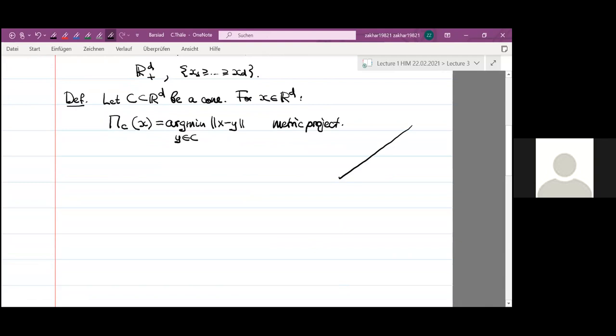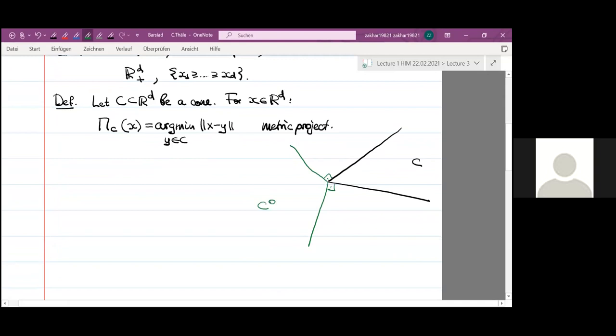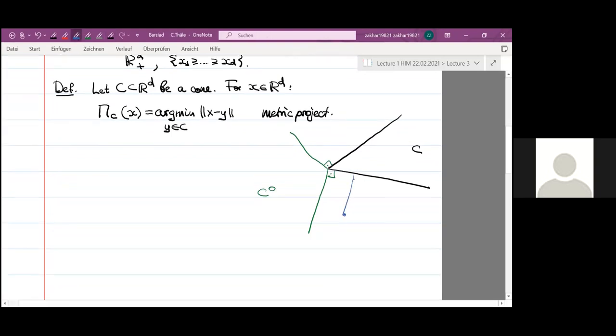And it looks as follows. If this angle is our cone C, then the dual cone is this one. So this is C dual. And now we can define the metric projection. If a point x is somewhere here, then it is projected just in this way. So these points are projected to this side of the cone. The points which are here are projected to this side of the cone. The points which are inside C are projected to themselves, because then the minimizer is the point itself. And finally, the points which are here in the dual cone are all projected to the origin. So we see that each point is projected to some face of C, which may be C itself, or it may be this one-dimensional face, or it may be this zero-dimensional face.